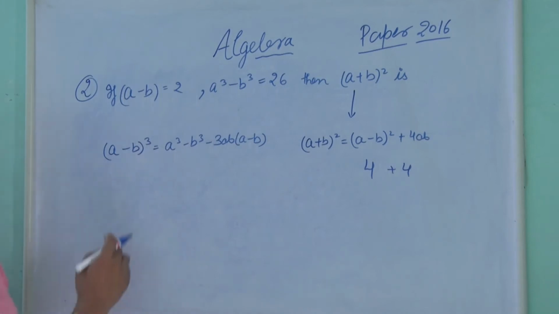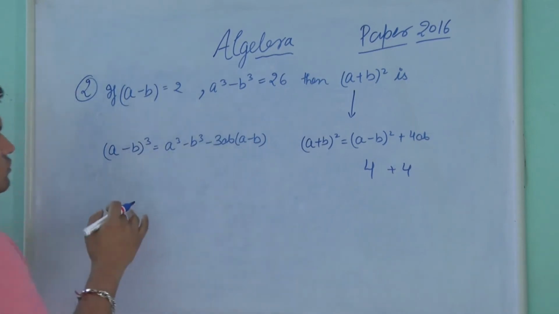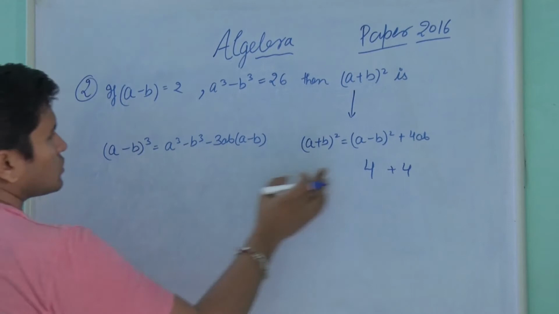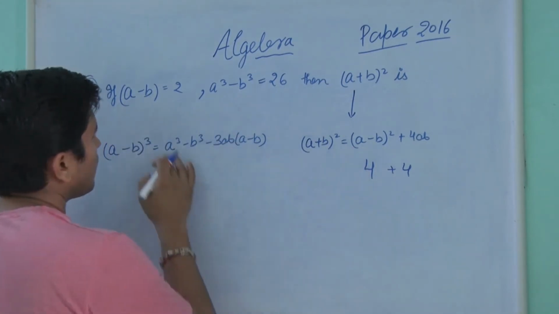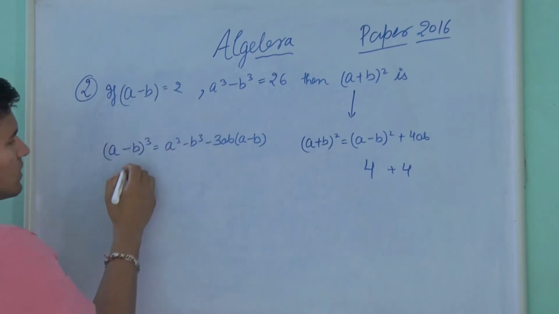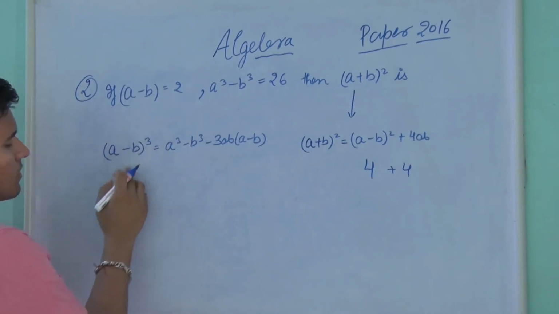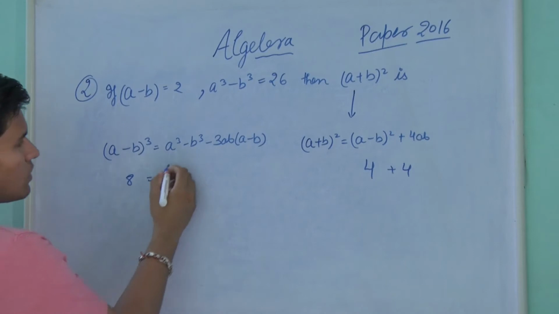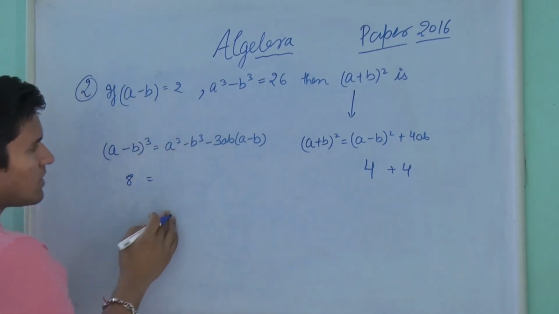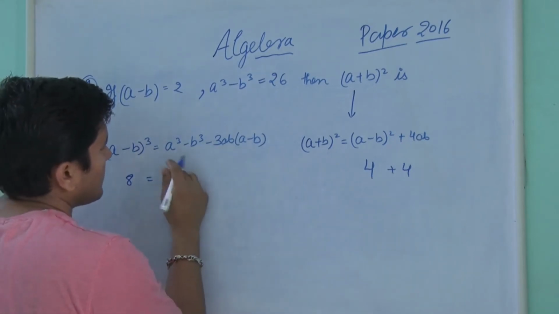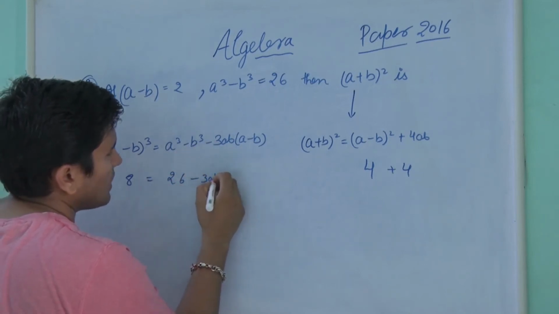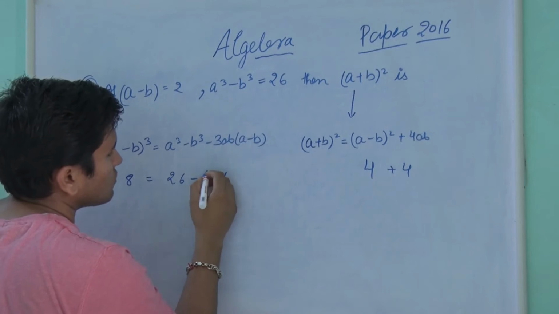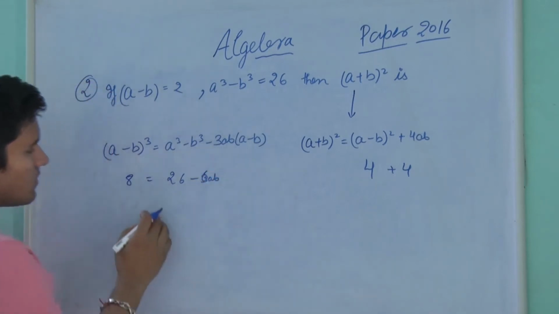So now putting in values, we can derive the value of ab. We have to find the value of ab. A minus b is 2, then 2 to the power 3 is 8, which equals a cube minus b cube minus 3ab(a minus b). That is, a cube minus b cube is 26, minus 3ab times (a minus b), and a minus b is 2, so 3 into 2 is 6.